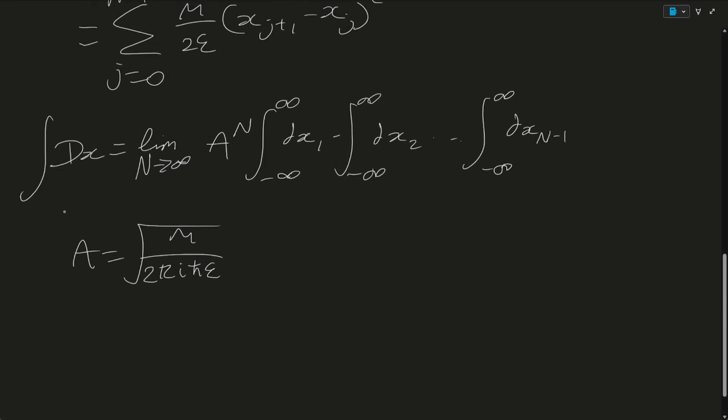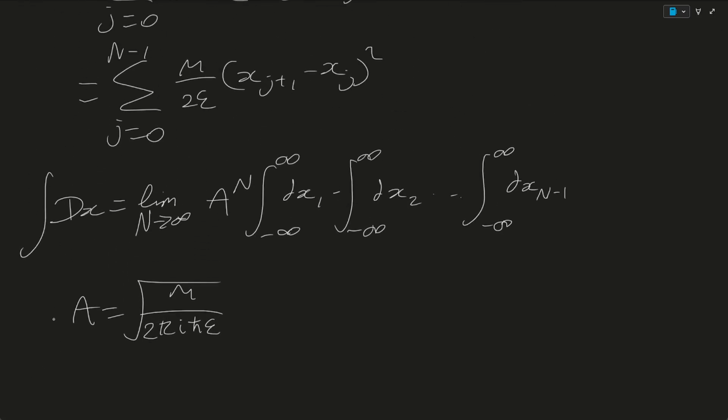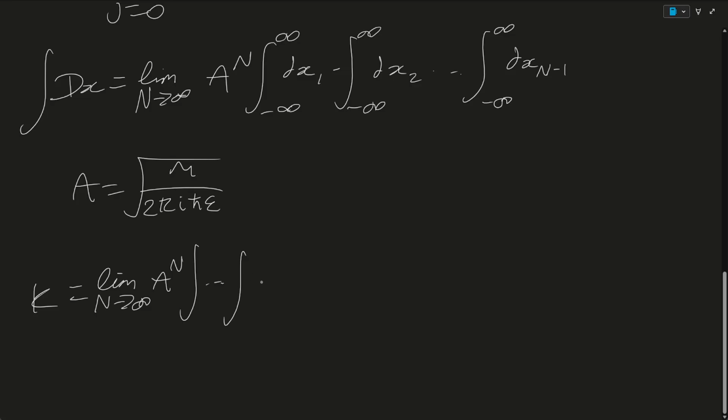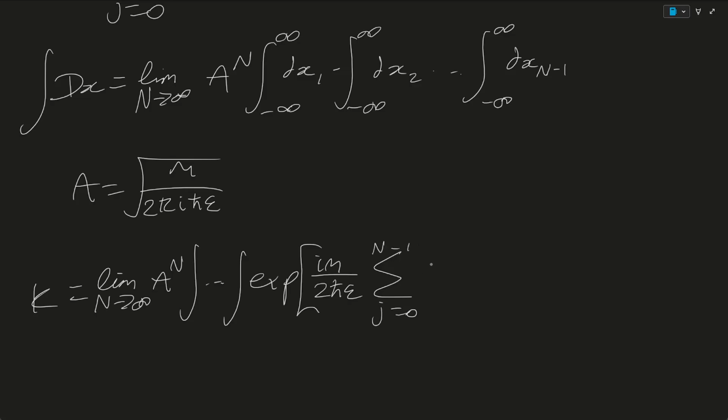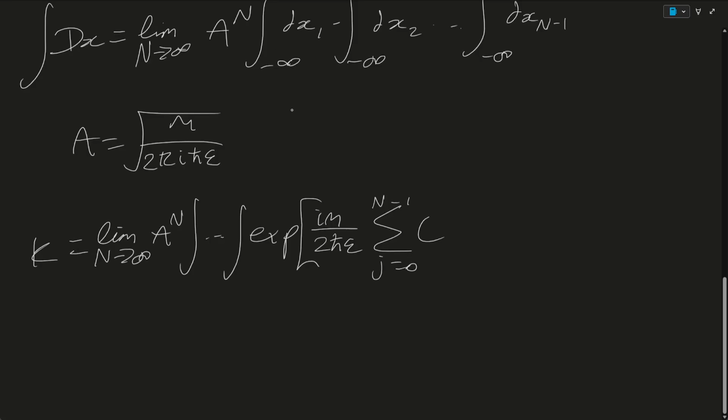So if we sub this discrete measure into the propagator, of course this is K, or it will be K, it is the limit as N tends to infinity of A to the N, of all our integrals, times the exponent of that, which is this, i m over 2 h bar epsilon times the sum from j equals 0, from there and there.